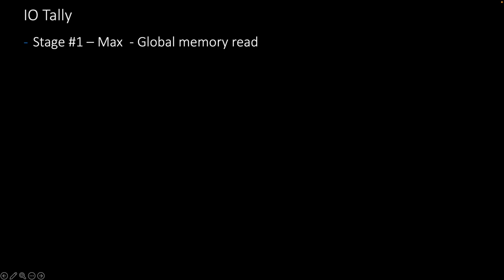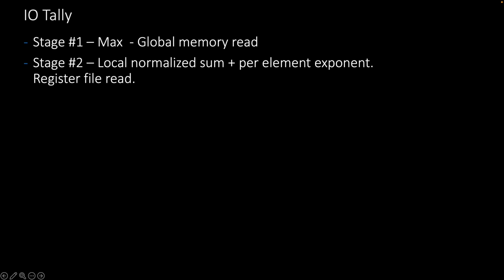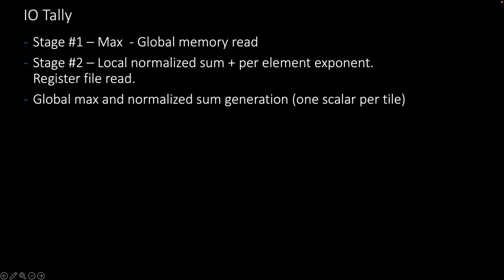So now let's try to do just a tally on how much IO we did. For stage 1, we read a tile. We had to read it from global memory to do the max. Then on stage 2, we did our local normalized sum plus per element exponent, but that was a second read from the register file, so for all intents and purposes, that read is free. Then we generated the global max and the global normalized sum, and those are one scalar per tile. So from a complexity consideration, we can remove them. They are not very meaningful.